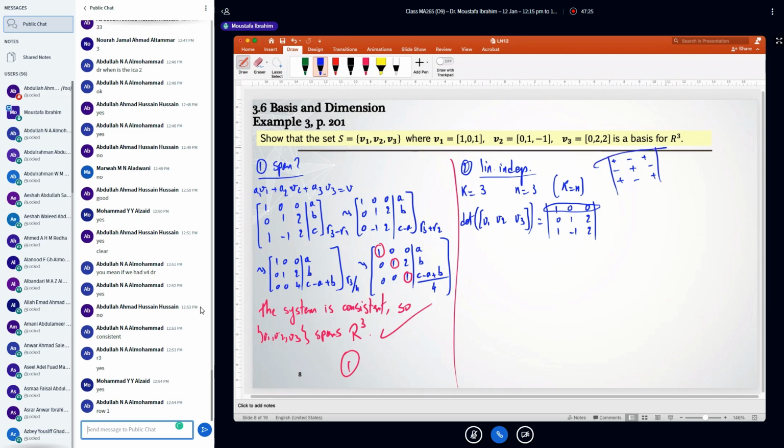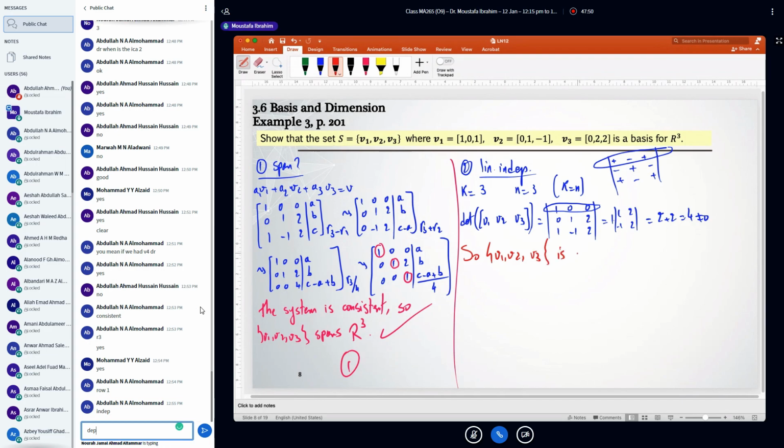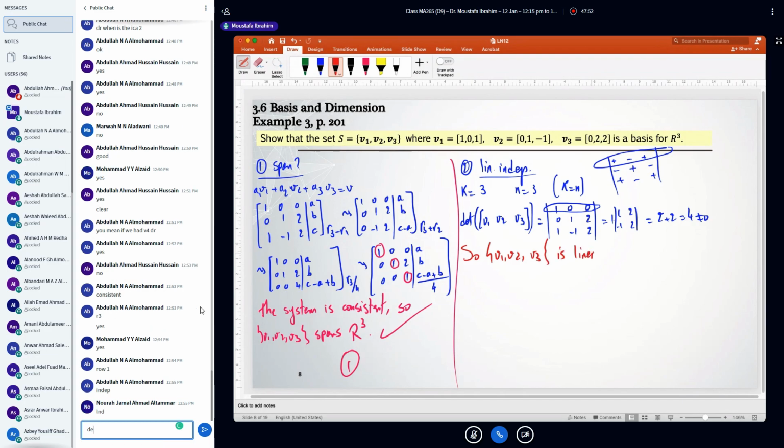So if we take the first row, 1, we don't change the sign of 1, so it will be 1 times the minor, removing its row and column. So we get 1, 2, minus 1, 2. So we get 2 plus 2, 4, different than 0. So is it linearly dependent or independent? It is linearly independent.